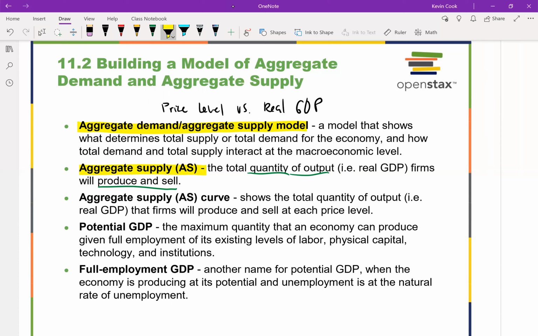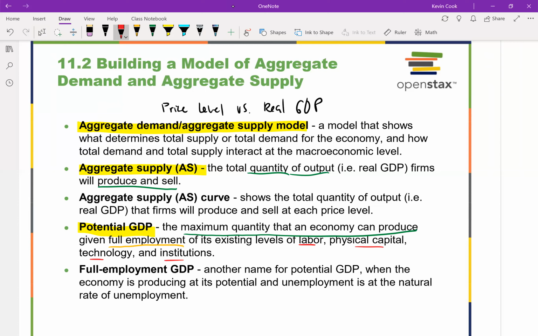The other part we have is what we call our potential GDP, and we'll get into aggregate demand in a minute. Potential GDP looks at how much an economy can produce. It's the maximum quantity that an economy can produce, given full employment. Remember, full employment does not mean 0% unemployment. It means somewhere between 4 and 6% unemployment. And this is given our existing labor, capital, technology, and institutions.